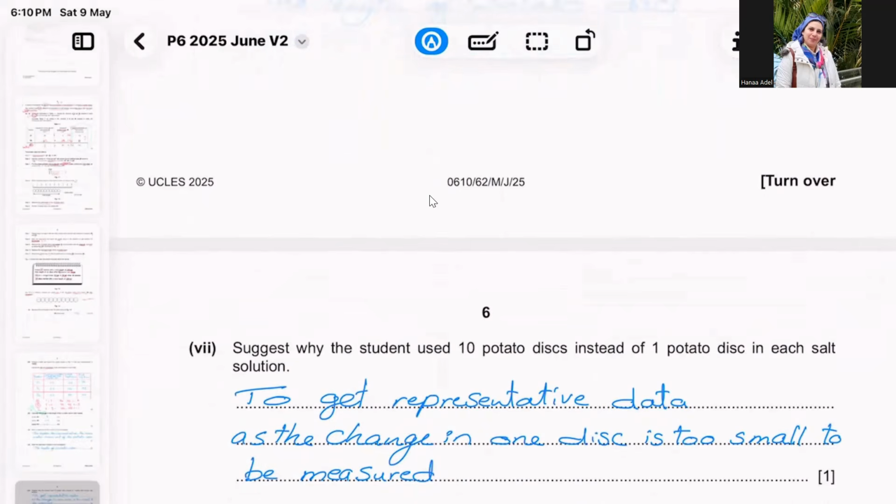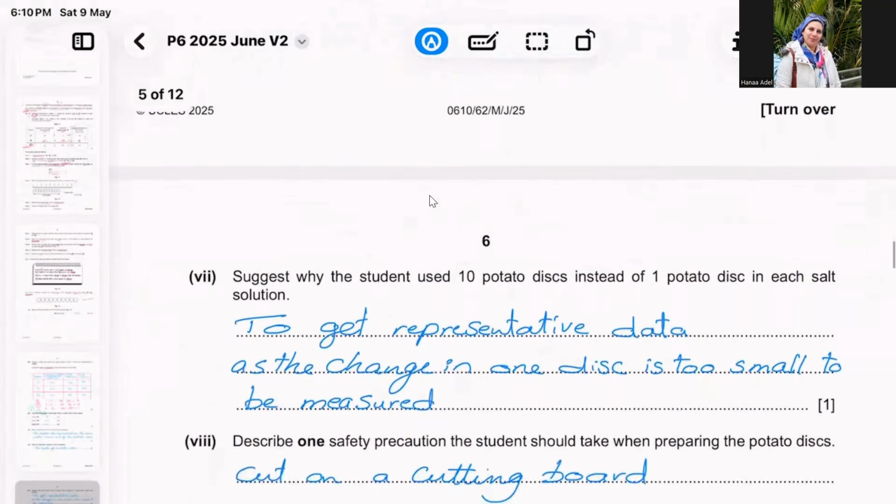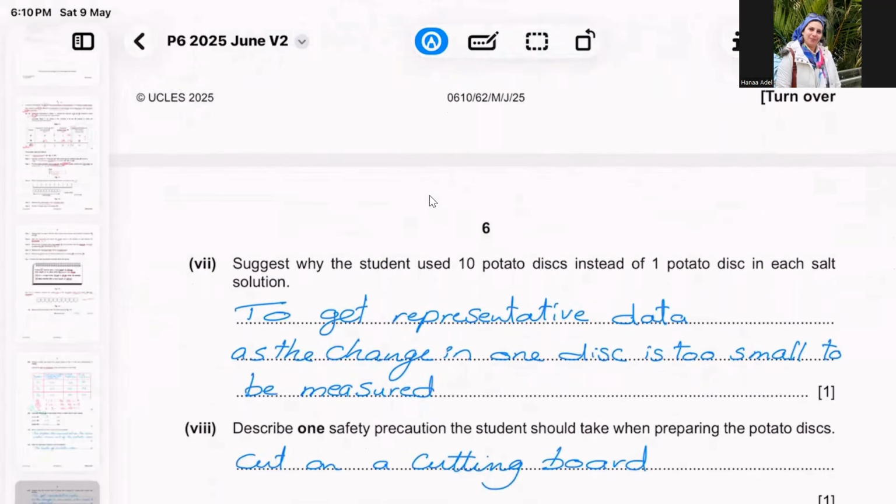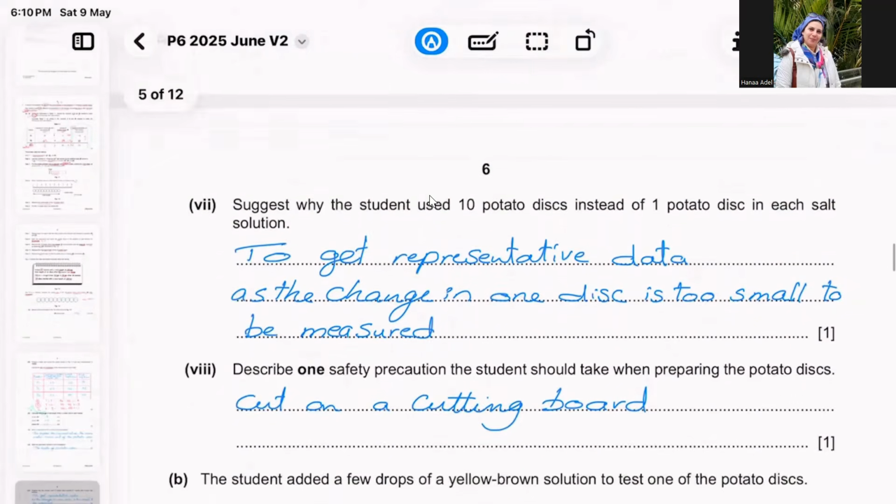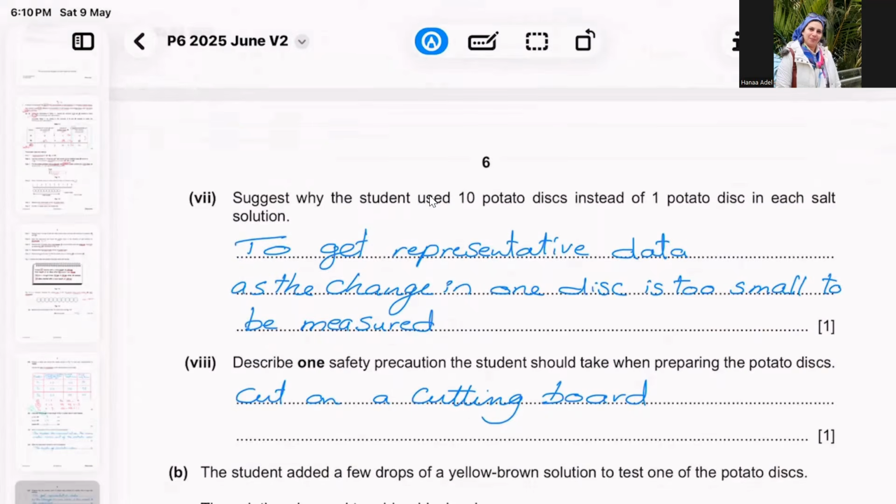Describe one safety precaution that the student should take when preparing the potato discs. We know that they use a knife. So you have to cut using a cutting board, cutting away from the hand, or cut on a flat surface.